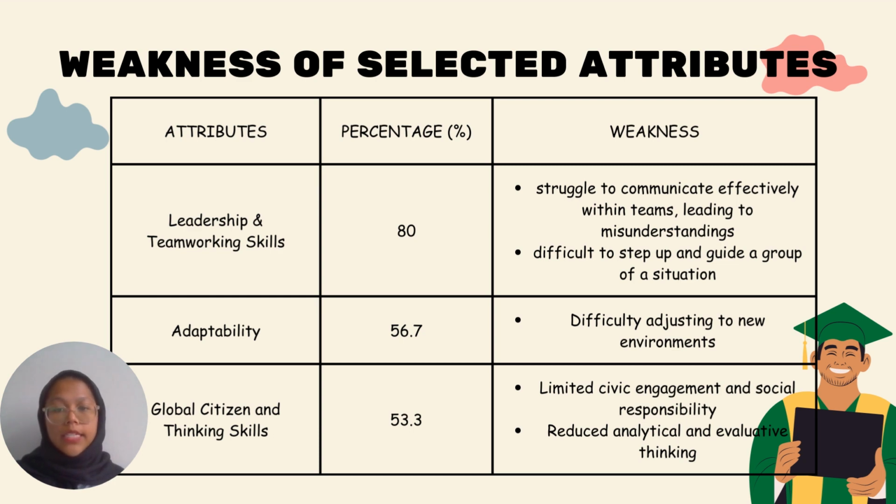The second one is adaptability. If they lack adaptability attributes, they will find it difficult to adjust to the new environment. And last but not least is global citizen and thinking skills. When the student lacks global citizen and thinking skills, they would have limited civic engagement and social responsibility. Not only that, they also have reduced analytical and evaluative thinking.